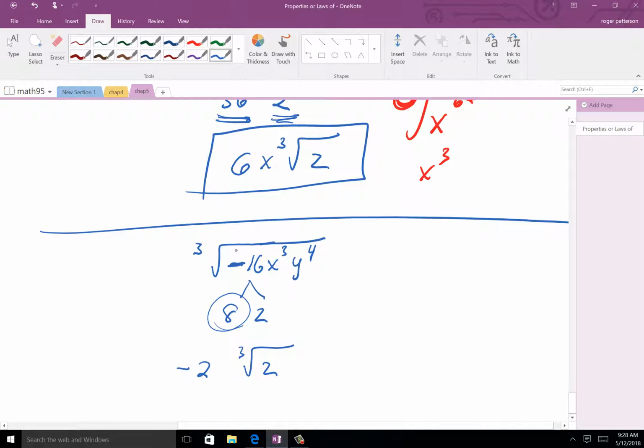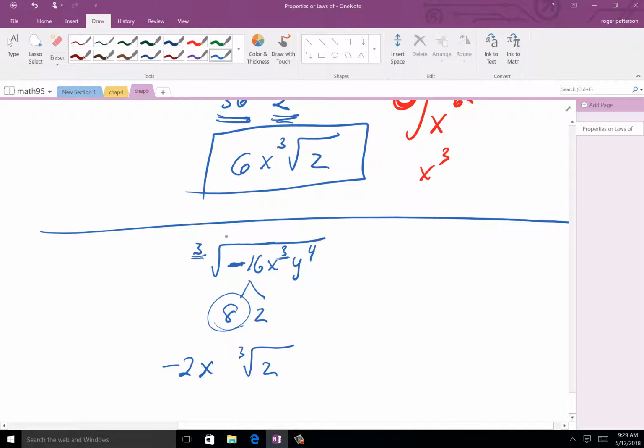Now, same thing. I can think of this in a couple of different ways. I can take this 3 and divide it by this 3, and this 4 divided by this 3, or you can write it as a fractional exponent. So this 3 divided by this 3 gives me x to what power? 3 divided by 3 is just 1, right? So x to the 1 comes out.